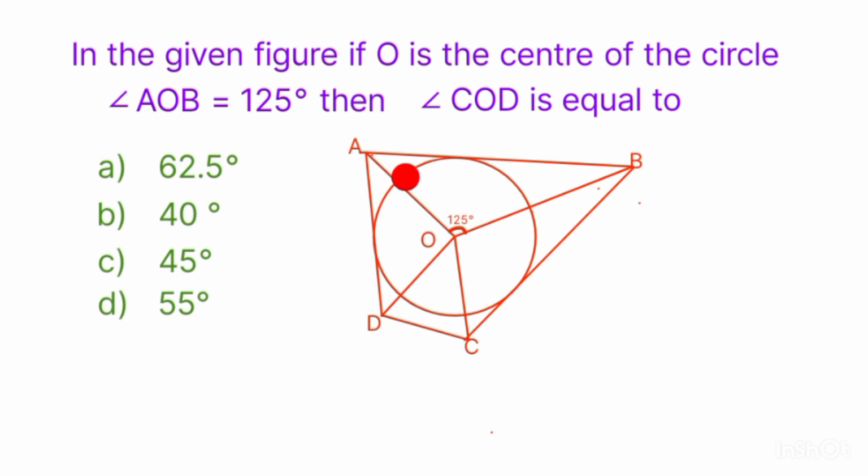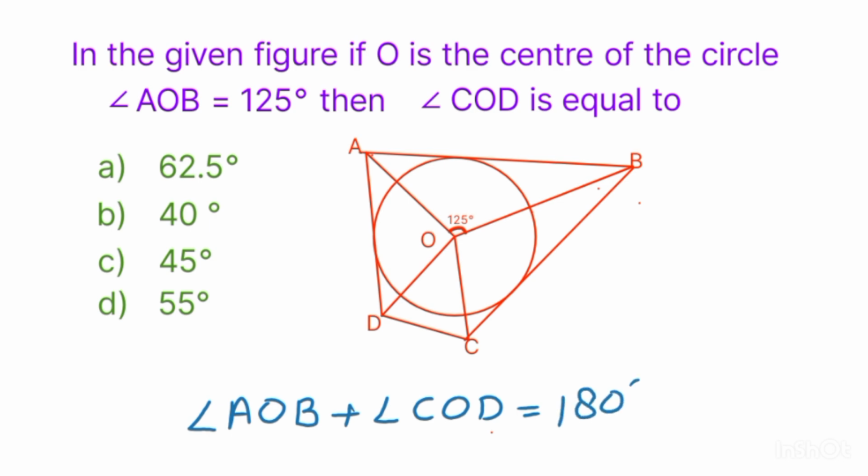So this is the circle inscribed in a quadrilateral, right? And we know that if a circle is inscribed in a quadrilateral, then opposite sides of the quadrilateral subtend supplementary angles at the center. So that means angle AOB plus angle COD will be equal to 180 degrees, right?